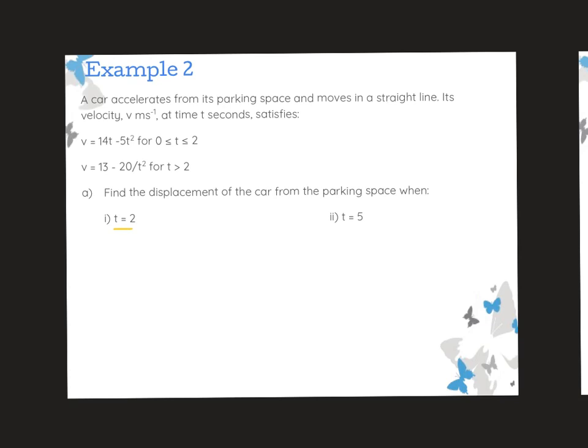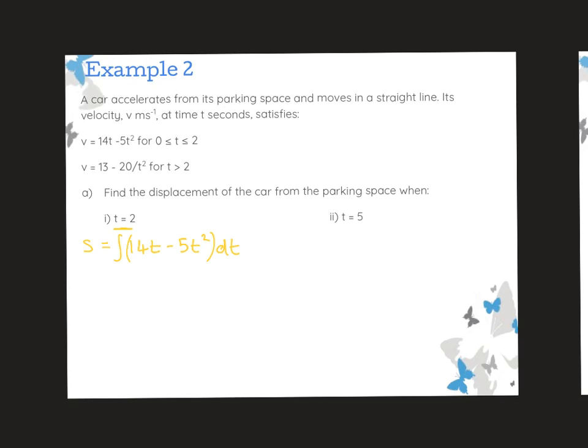So look at the time, t equals 2, so we're going to use the top equation for velocity. Again, think back to last week, how do I get from velocity to displacement? I know that I need to integrate velocity. So I'm going to integrate 14t minus 5t squared with respect to t. Remember, you need to be pausing this at all points to write stuff down. Maybe even having a go at it by yourself if you fancy, and then looking back at what I've done.